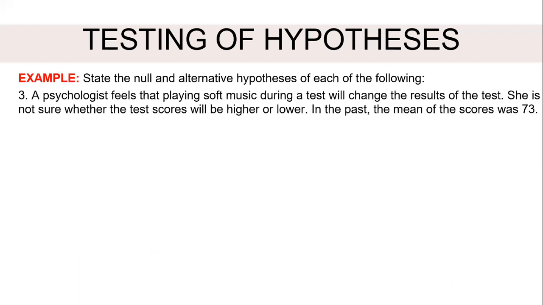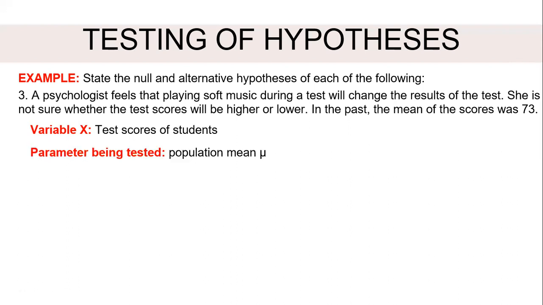Number 3. A psychologist feels that playing soft music during a test will change the results of the test. She is not sure whether the test scores will be higher or lower. In the past, the mean of the scores was 73. So what is our variable here? It is your test scores of students. And our parameter being tested is the population mean, or your mu.